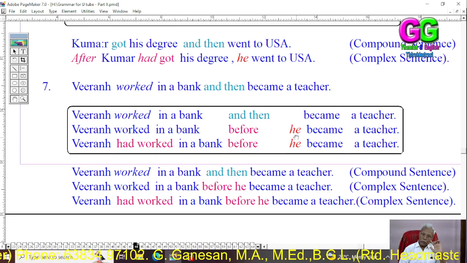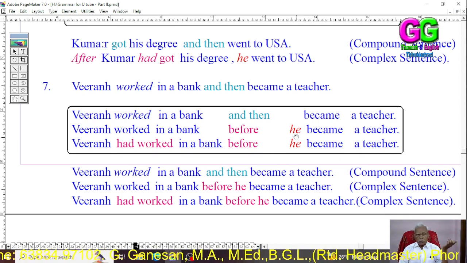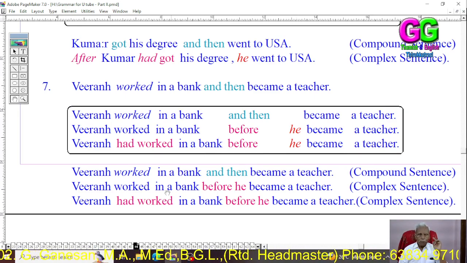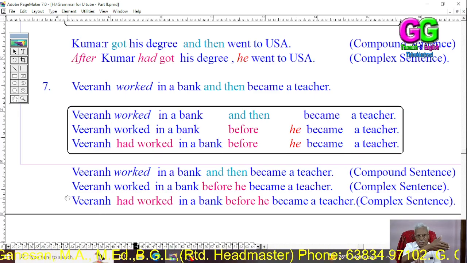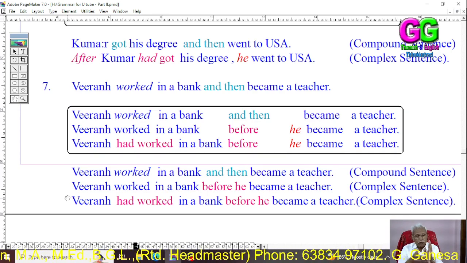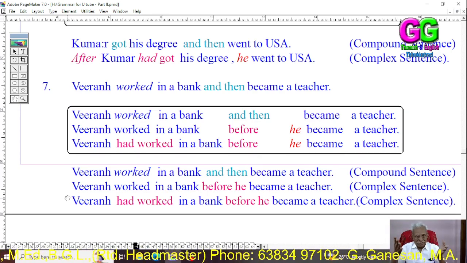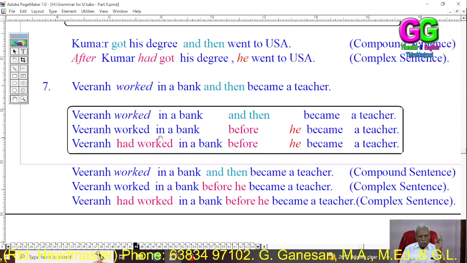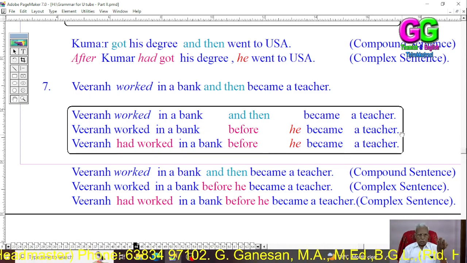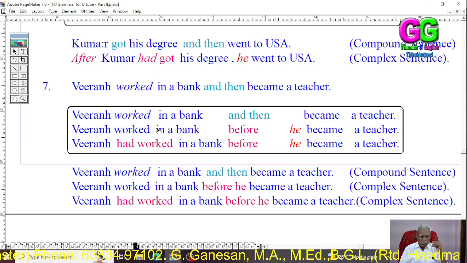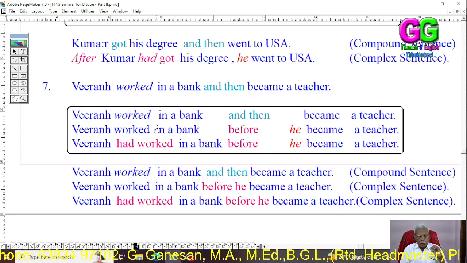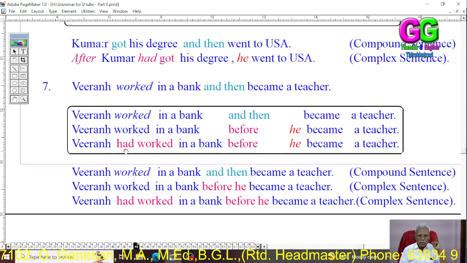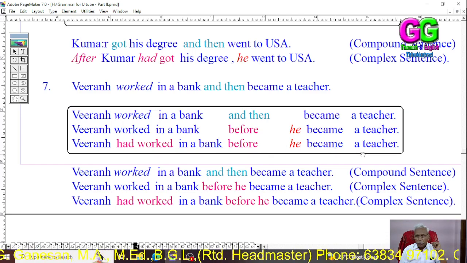Use "after" before the first action. Use "before" before the second action. Here, we can see Veeran worked in a bank before he became a teacher. The first action can also be expressed in past perfect, as we did earlier: Veeran had worked in a bank before he became a teacher.